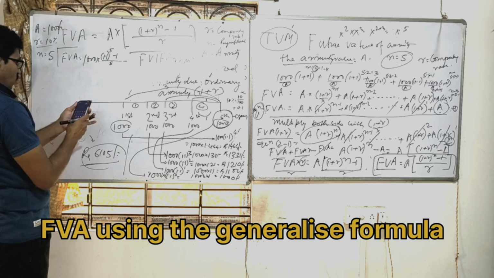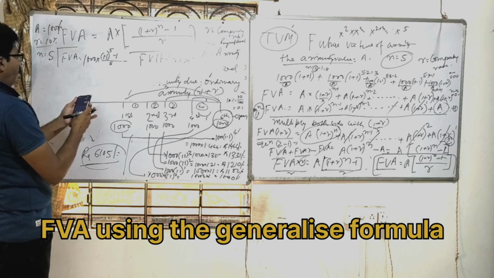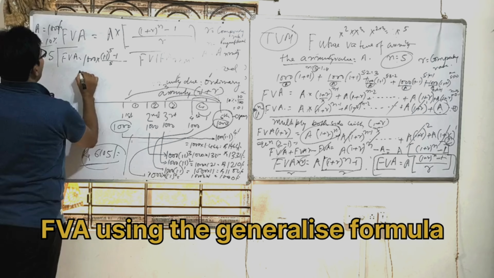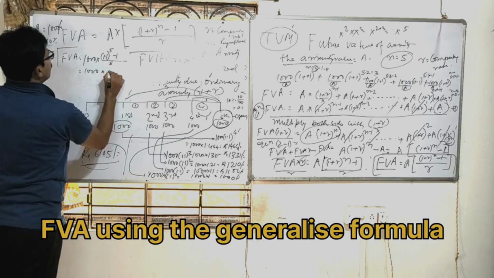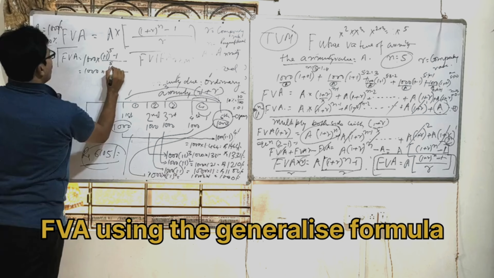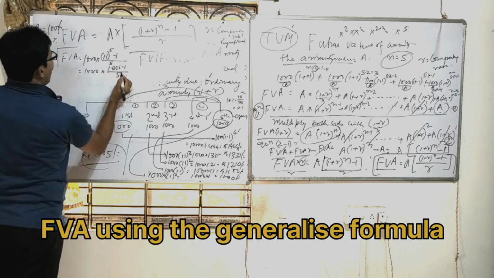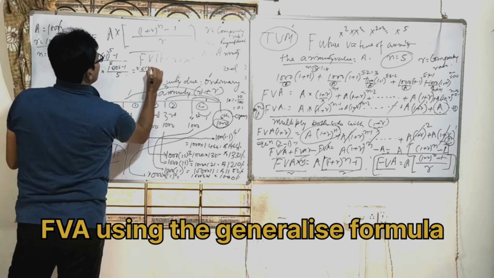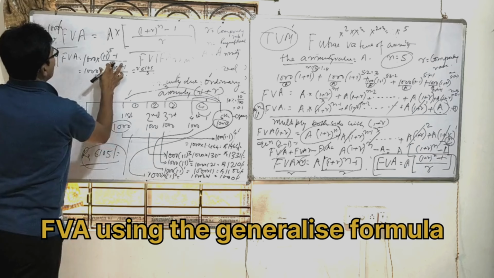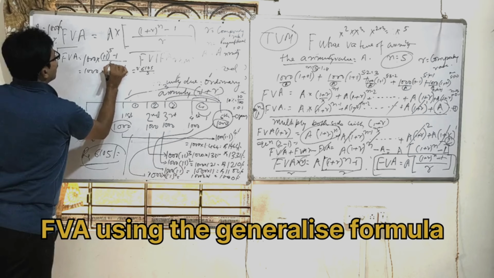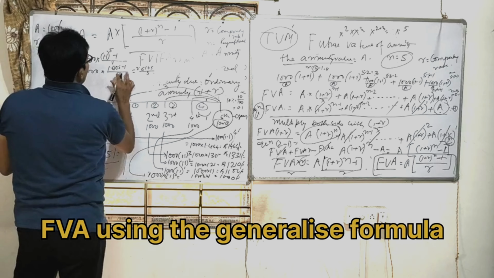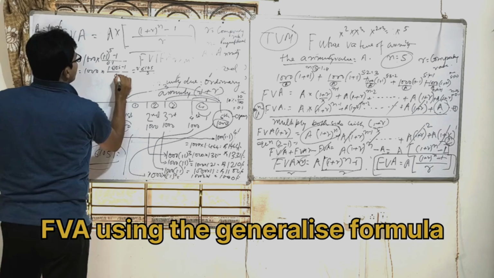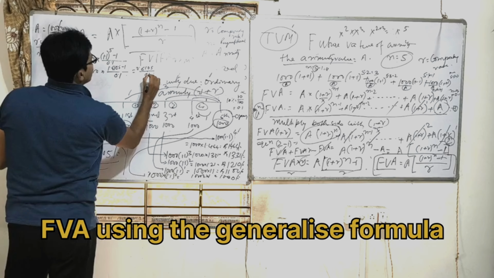1.1 to the power 5. What will be the value? 1000 into 1.6105 minus 1 divided by r. Now it will be 0.6105 divided by r. Sorry, here r will be 10%, which is 0.1.